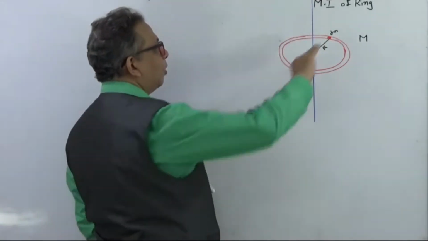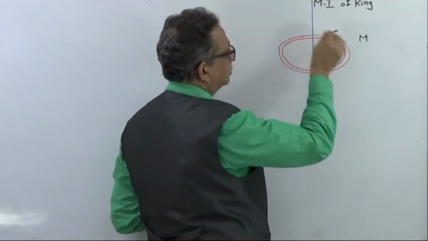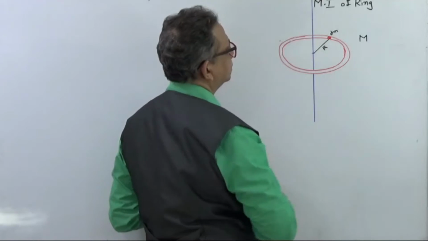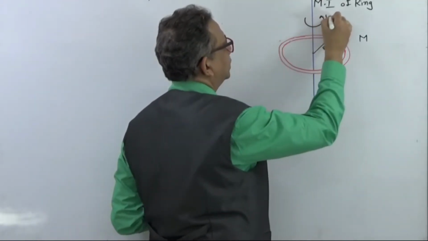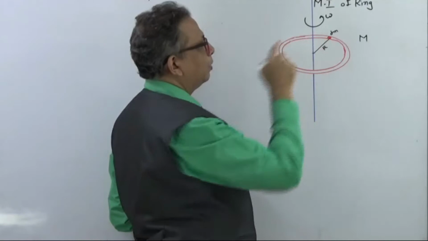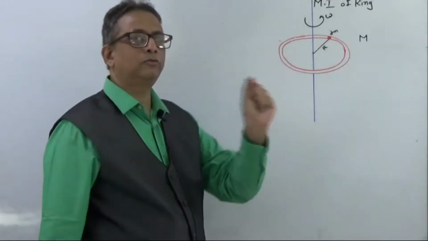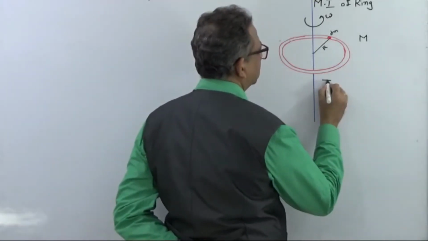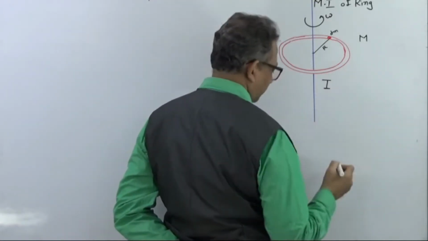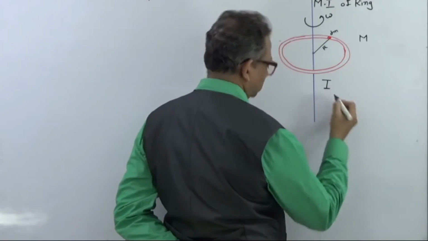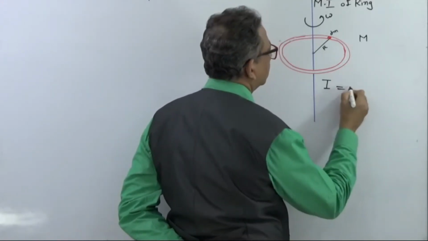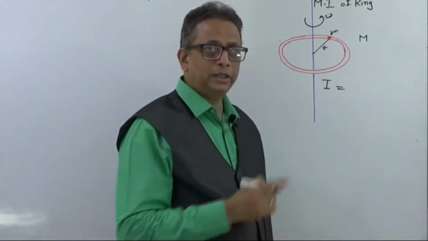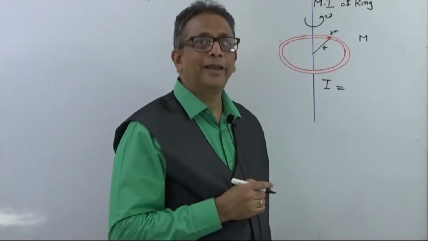Now forgetting all the other parts of the ring, just concentrate on this one object. This object is rotating around this axis with an angular velocity omega. I want to find the moment of inertia only of that small object. So we know the moment of inertia, small I, will be equal to, what was the relation we used for moment of inertia in the last derivation? It is mr square.